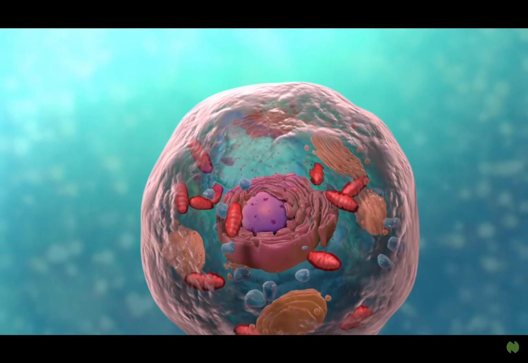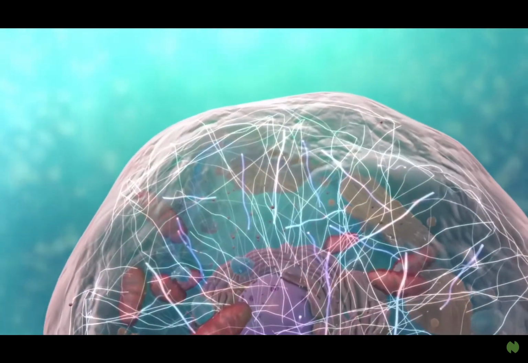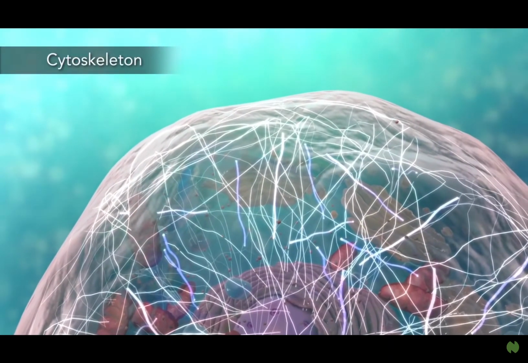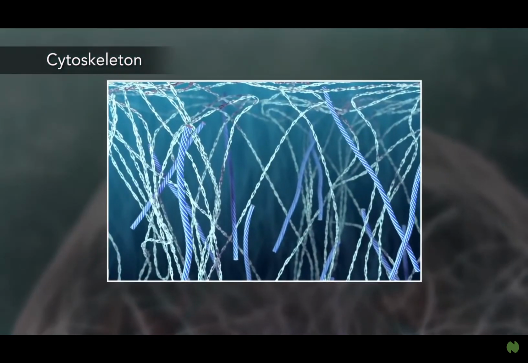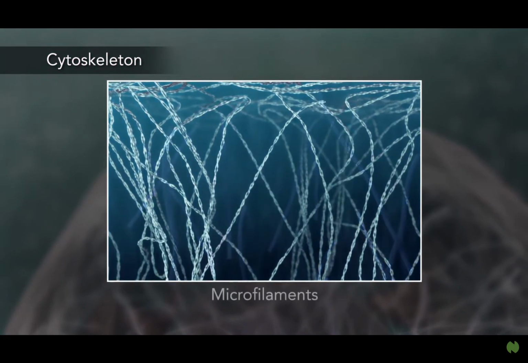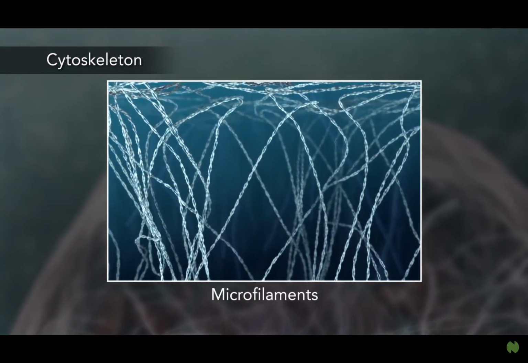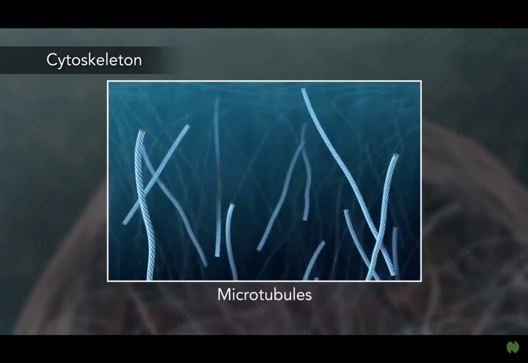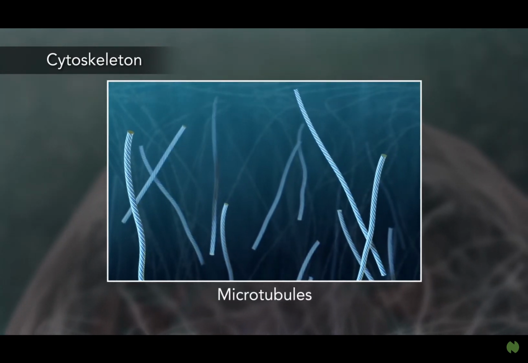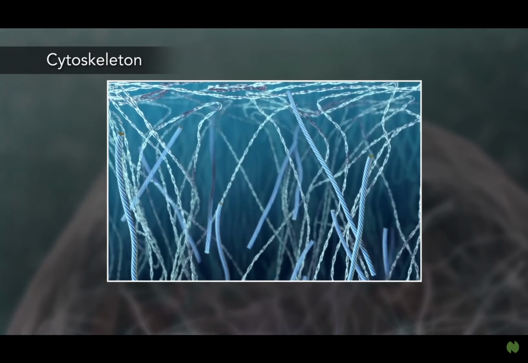The cell retains its shape via a cytoskeleton. This contains thread-like protein-based microfilaments, as well as microtubules, which are thin, hollow tubes.